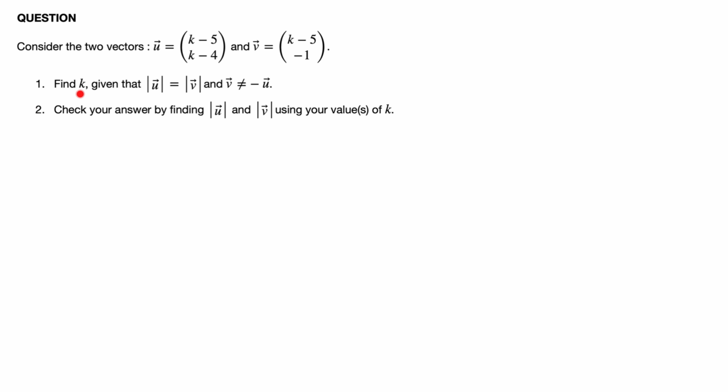First of all, we need to find k given that the magnitude or modulus of u is equal to the magnitude of v, and we're also told that the vectors v and u are not opposites of each other. And secondly, we'll need to check our answers by finding the magnitudes of u and v using the value or values of k that we've found. So let's go ahead. I'll start by quickly writing solution here. There we go. And now we can get started.